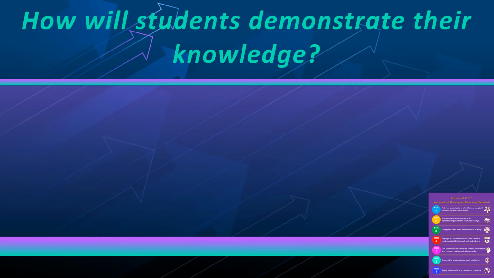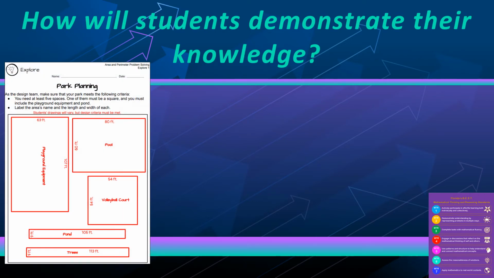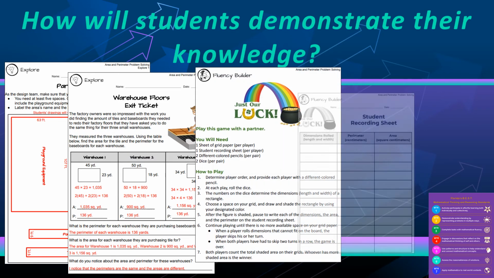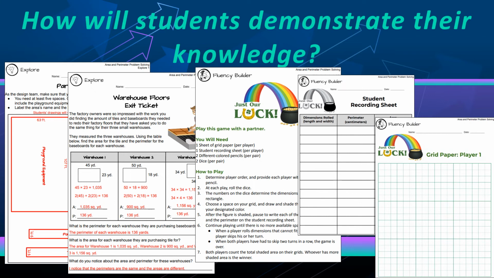So how will students demonstrate their knowledge? Here are some examples from STEMscopes. We're definitely going to see them exploring a lot with rectangles to look at area and perimeter, comparing the difference between the area and the perimeter, looking at real-world scenarios where they're using formulas to apply to find the area and perimeter. And you might even see a fluency builder game like Just Your Luck on the screen, where they're actually drawing rectangles, finding the area, finding the perimeter, and once again relating.